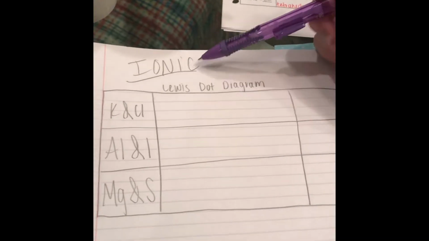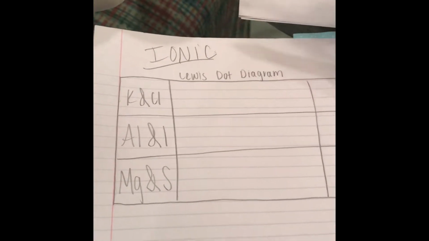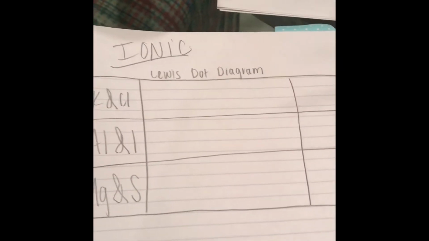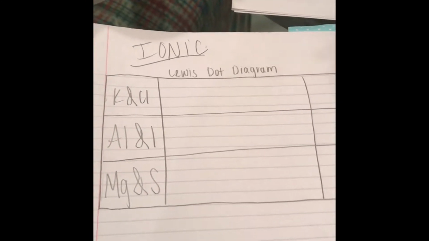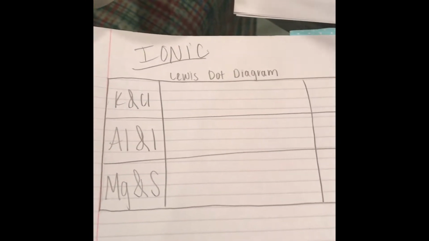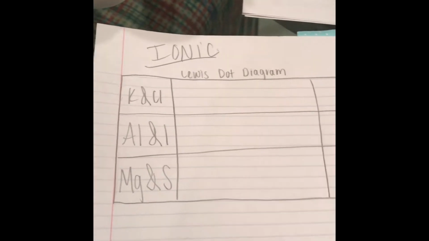So first of all, you need to remember the difference between ionic and covalent. Ionic is when valence electrons are transferred, and covalent is when they are shared.